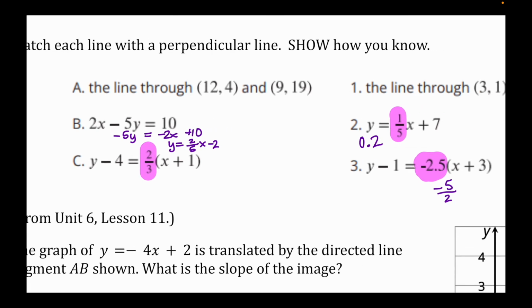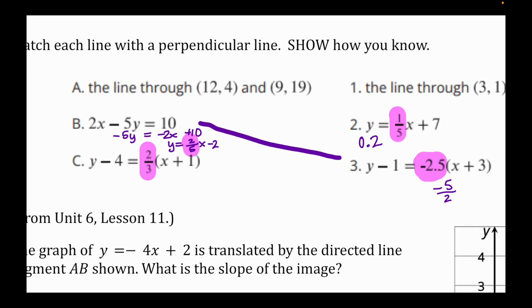So the slope here is 2 over 5. Because of the slope right there, this is going to match up with number 3, and I can see that already because 3 was negative 5 over 2, and the slope here was positive 2 over 5. So I could already see that one.